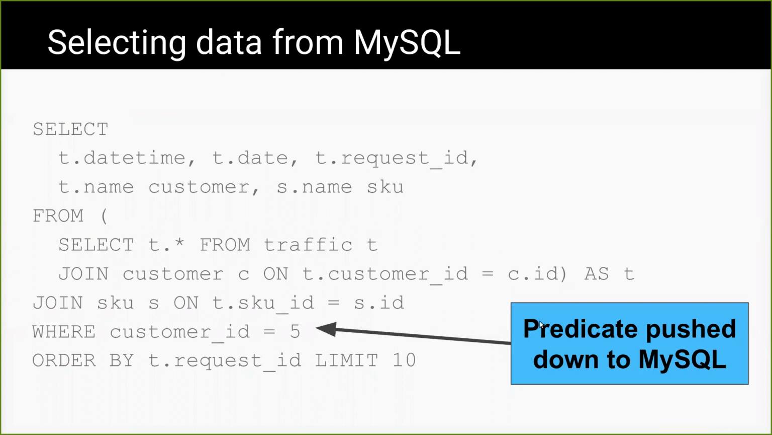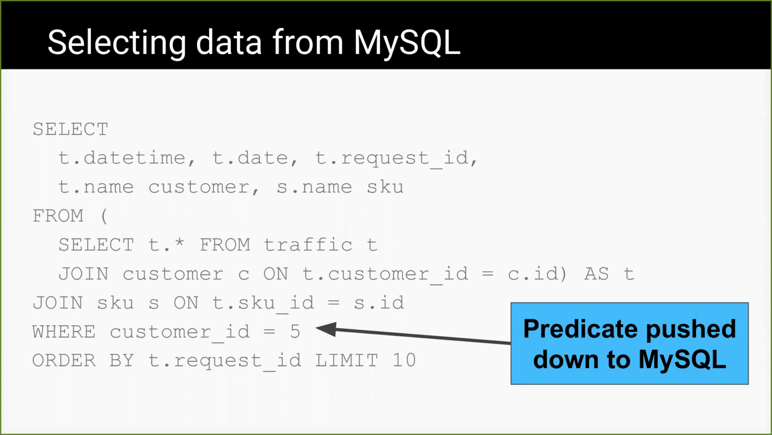One of the things I should point out is that ClickHouse is at least moderately intelligent when it does these queries. For example, if I put a condition on here, such as where customer ID equals 5 to filter the data, that predicate is actually going to get pushed down into MySQL itself. So we won't ask for data from the main traffic table that does not match this predicate. I'll show you later on how we can prove that's actually what's going on.